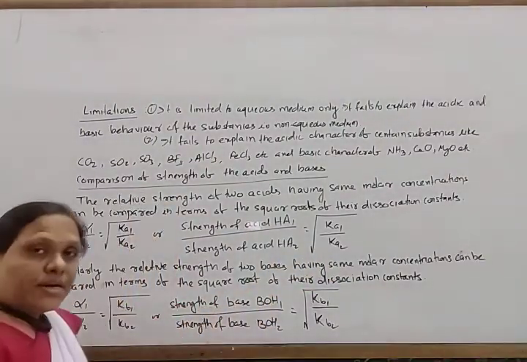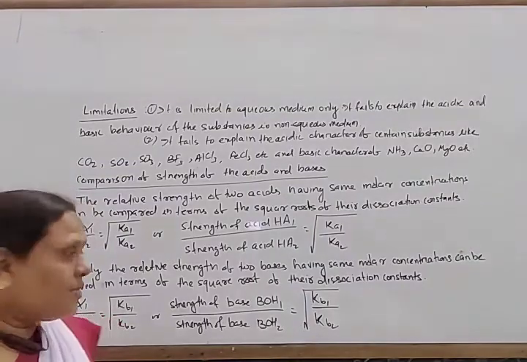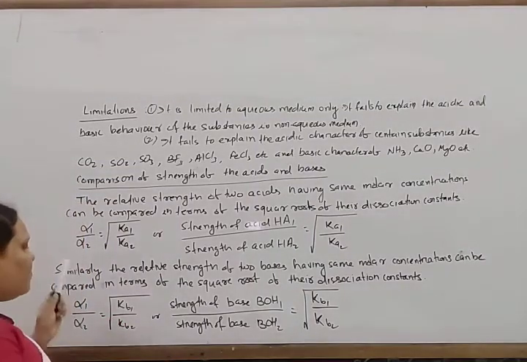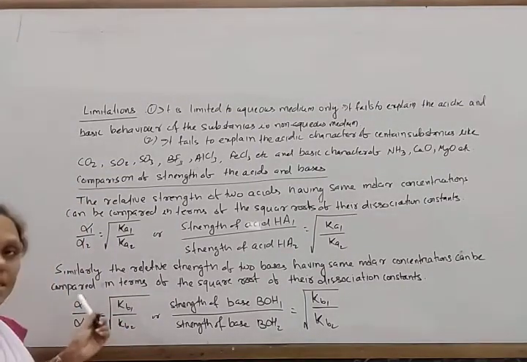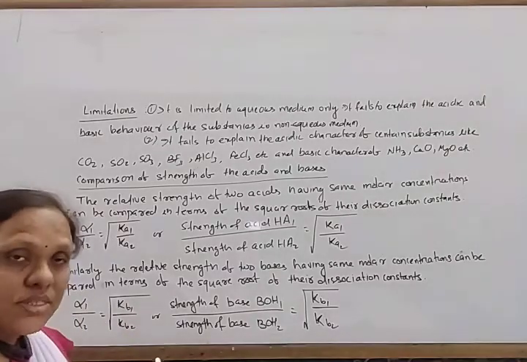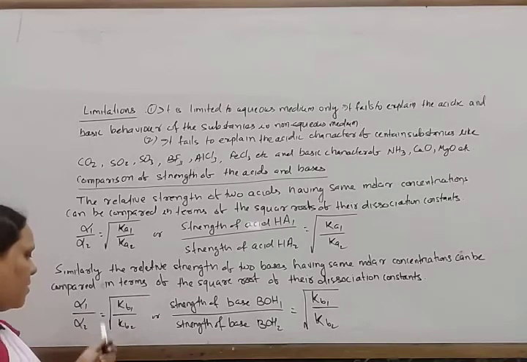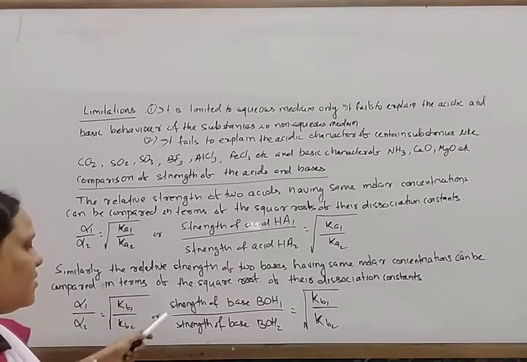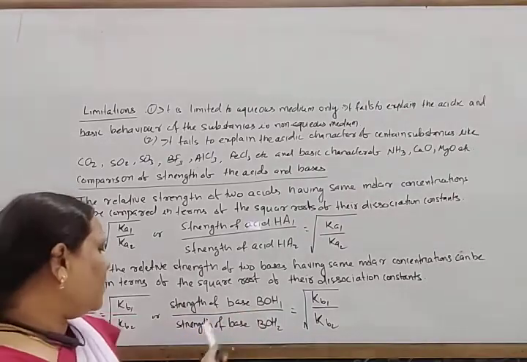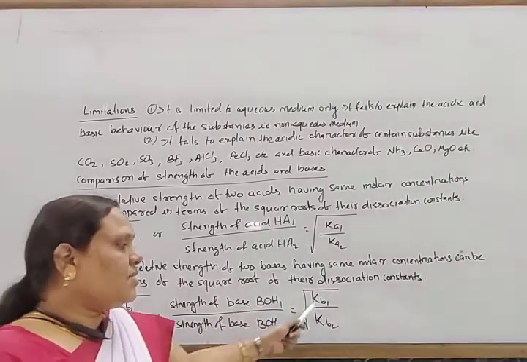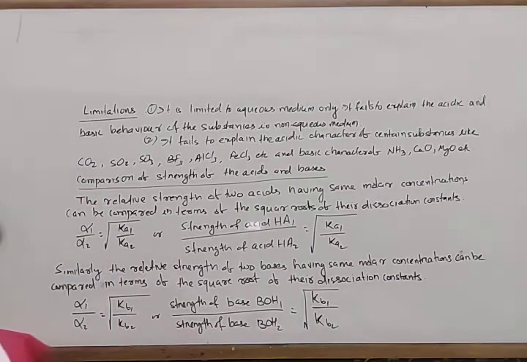Similarly, if you compare which one is stronger and which one is weaker between two bases, that can be compared from their degrees of dissociation or dissociation constants, where alpha 1 by alpha 2 is equal to the square root of Kb1 by Kb2, if we take the same molar concentration. The strength of base BOH1 by strength of base BOH2 is the square root of Kb1 by Kb2.